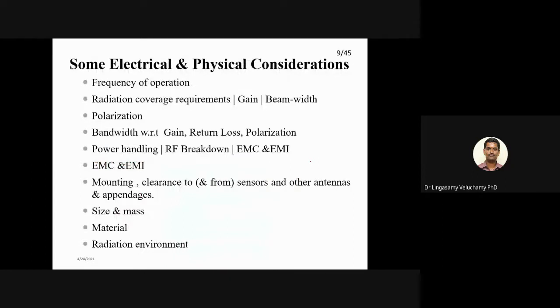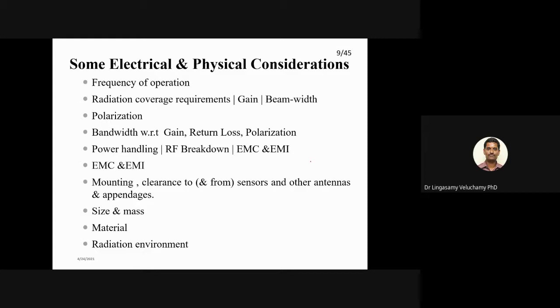So when you consider any antenna, first we have to understand what parameters we have to pay attention to. One is the frequency of operation. What frequency am I going to operate at, or design the antenna for? That is very much required, because without that we can't design an antenna. Next is radiation coverage requirements in terms of gain and beam width, what range I'm expecting. For example, whether I'm going to use my antenna for satellite communication, which will be a very long distance, or for Bluetooth communication, which will be a short range communication. So that dictates the gain and beam width.